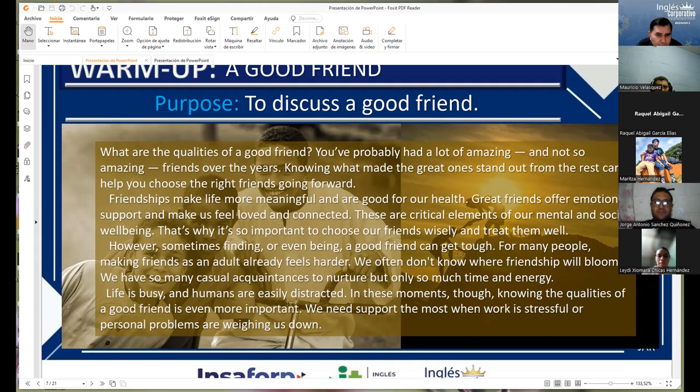That's why it's so important to choose our friends wisely and treat them well. However, sometimes finding or even being a good friend can get tough. For many people, making friends as an adult already feels harder. We often don't know what friendship will bloom. We have so many casual acquaintances to nurture, but only so much time and energy. Okay. Life is busy and humans are easily distracted.